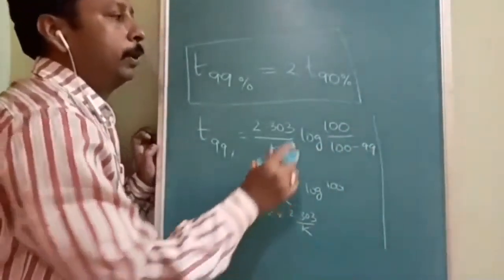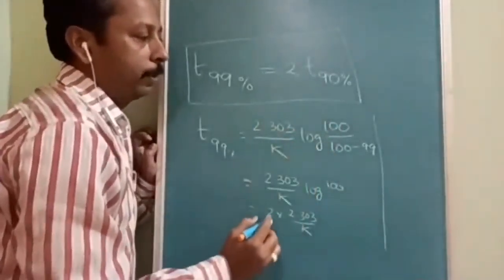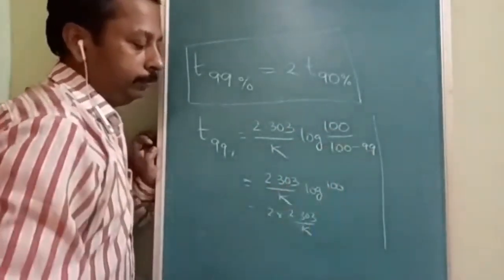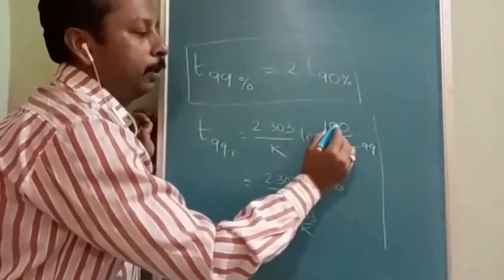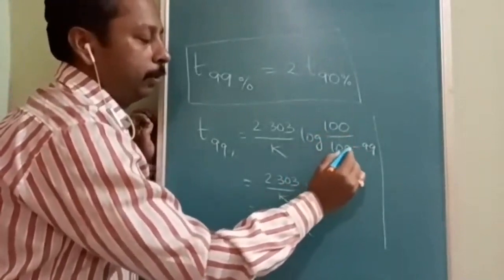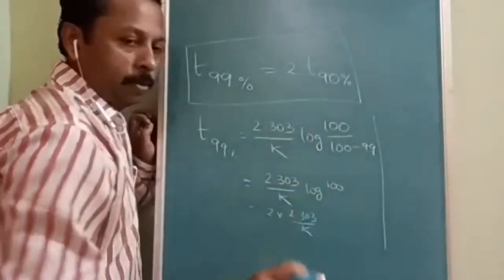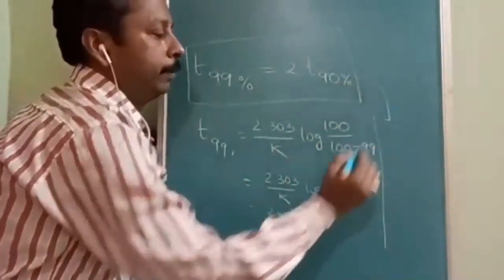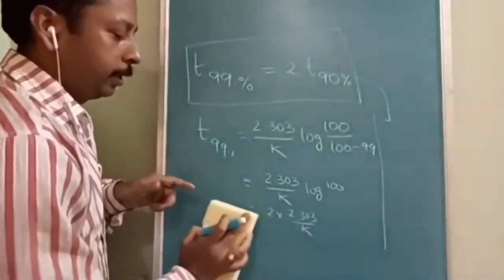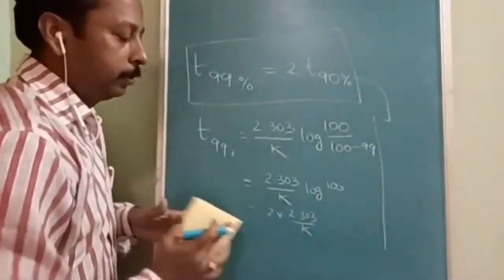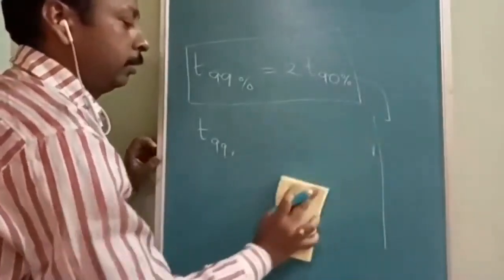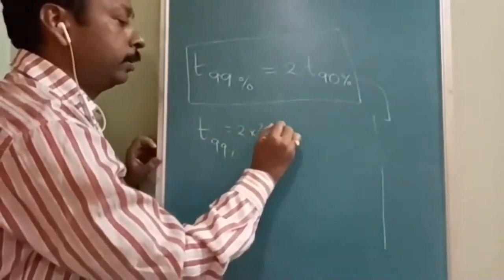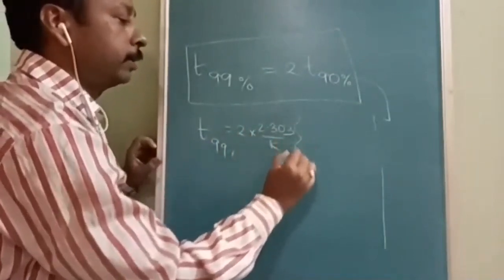Now here if I take 90%, okay, 90% means this is going to be how much? 1. Okay, so log 100 by 10, log 10, log 1. So log 1 is how much? 0. So here, if I take 90%, first let us write T99% is equal to 2 into 2.303 by K. We will keep it as it is.